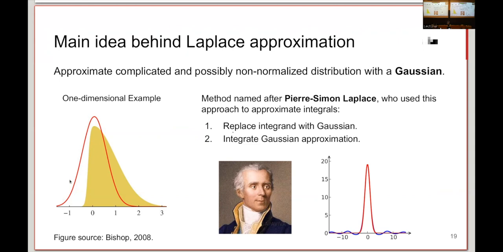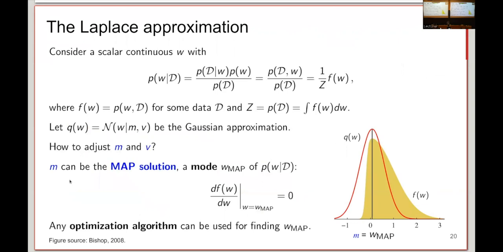Good, so how does this Laplace approximation work? We have now some complicated target distribution and we want to approximate it with a Gaussian. The Gaussian has two parameters, the mean and the variance, and we have to choose some values for those parameters. Let's assume that we are going to work with some posterior distribution, like this one, which is going to be given by the product of the likelihood and the prior.